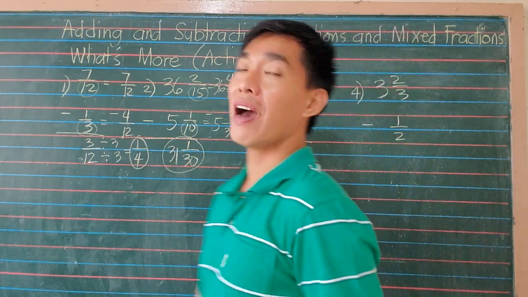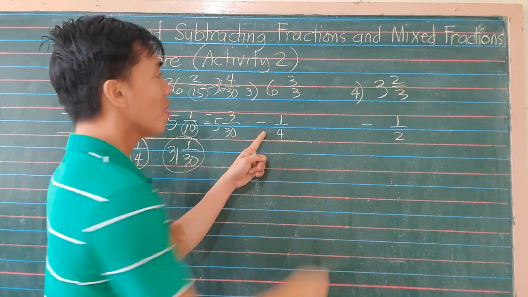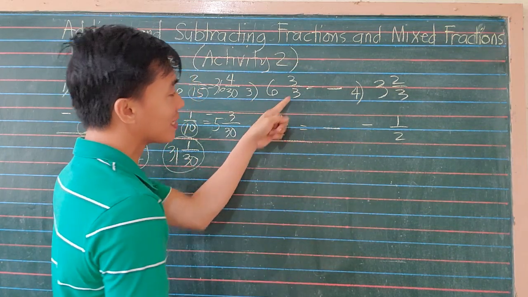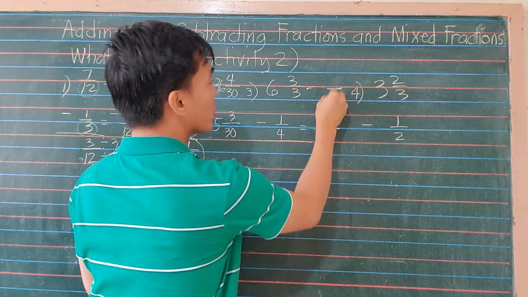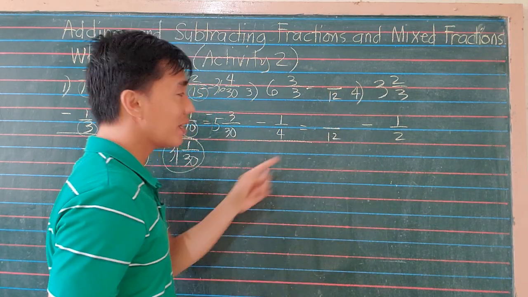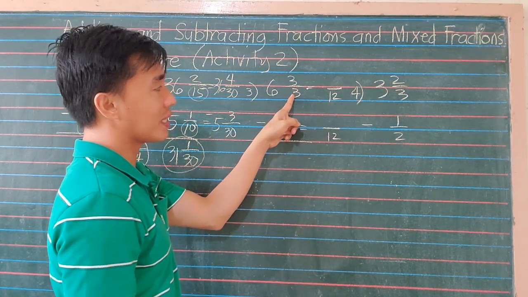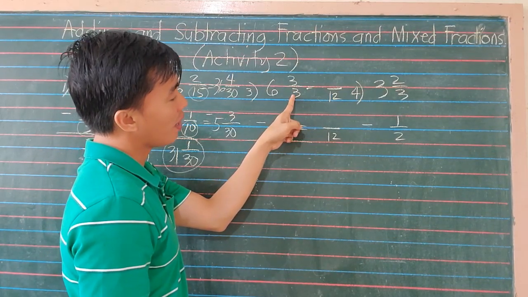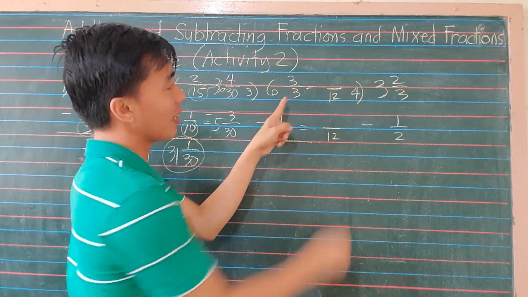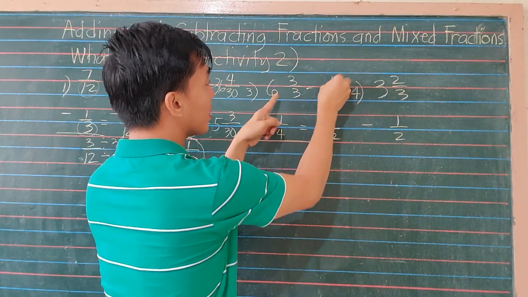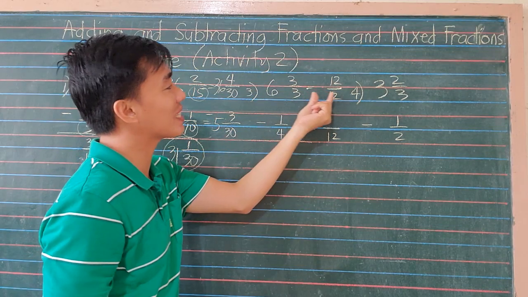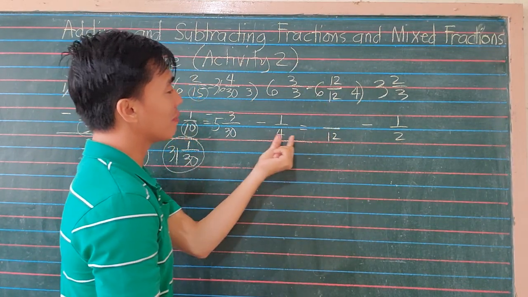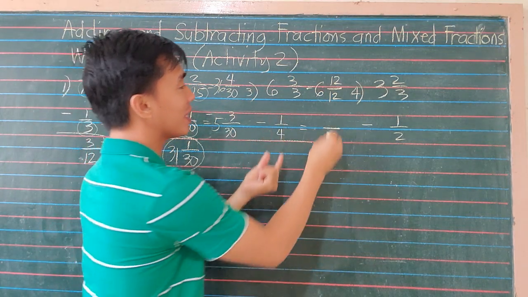Let's proceed to item number 3 here. For item number 3, of course, they don't have common denominators, so kailangan po maging similar fractions ng dalawang ito. So 12, common denominator. So 12 divided by 3, that is equal to 4. That's equal to 4 times 3, that's still 12. Because this is equal to 1, so that would be also equal to 1. Then, of course, 12 divided by 4, that is 3 times 1, that is 3.